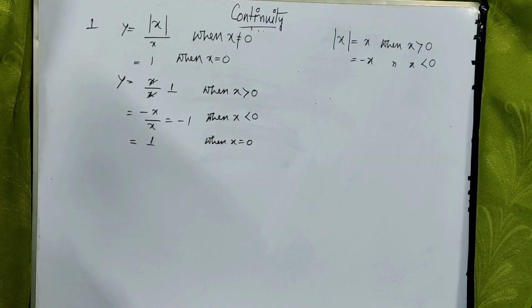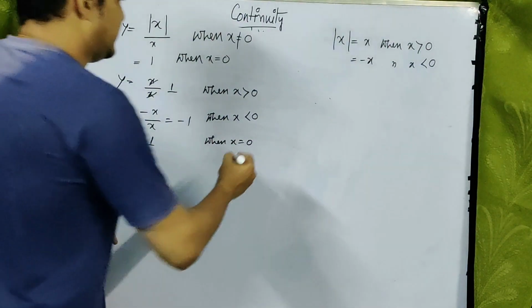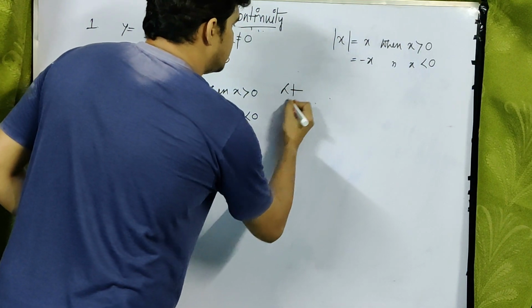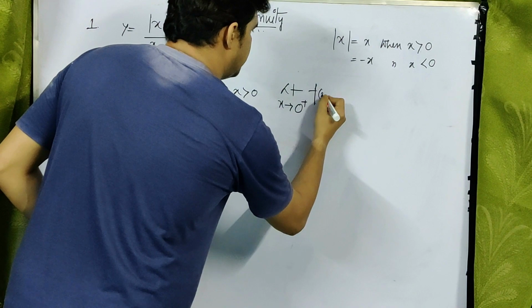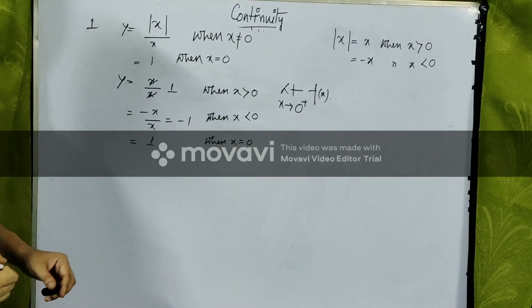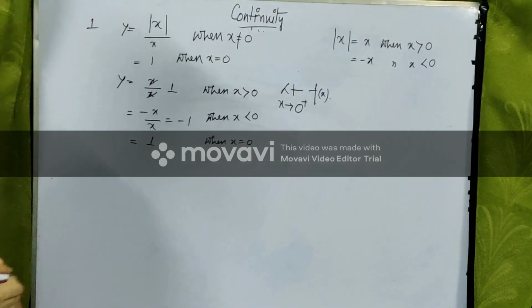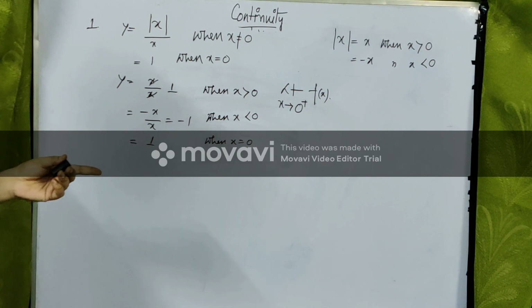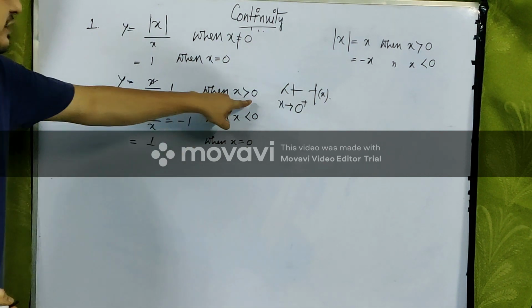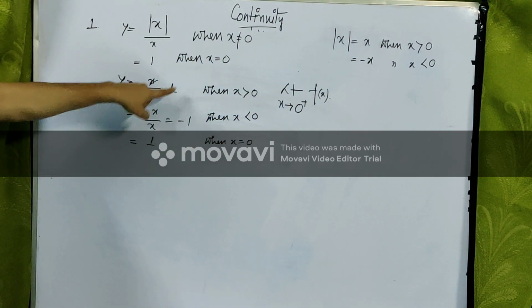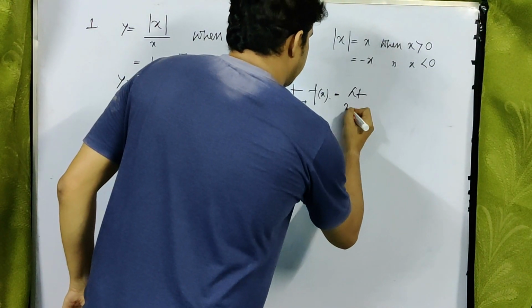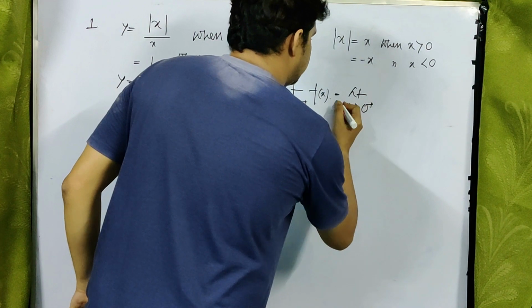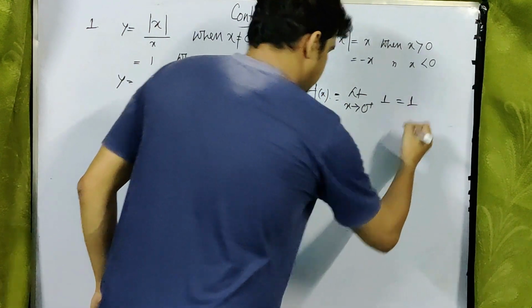Now from this definition, if we want to check whether it is continuous or not, limit x tending to 0 plus f(x). 0 plus means the value of x is greater than 0. And how is the function defined there? The functional value is equal to 1. So limit x tending to 0 plus of 1 equals 1.